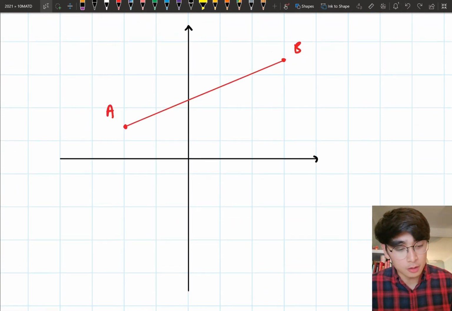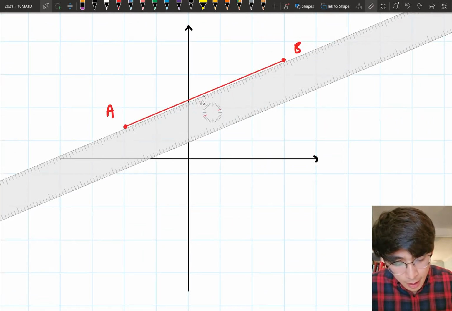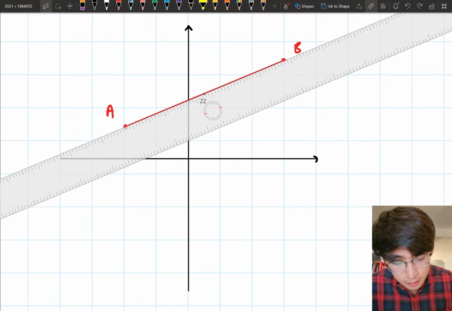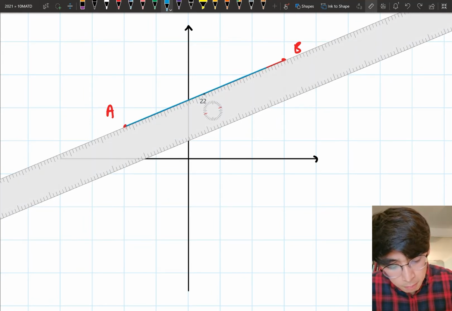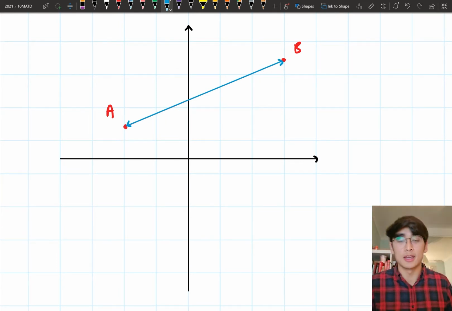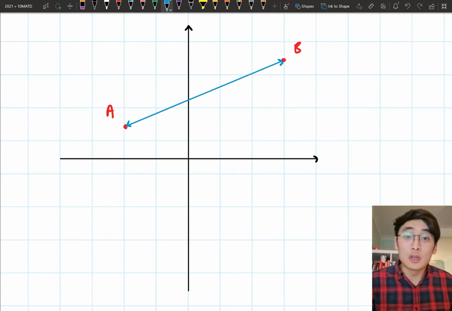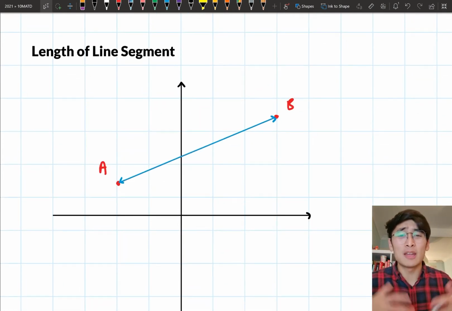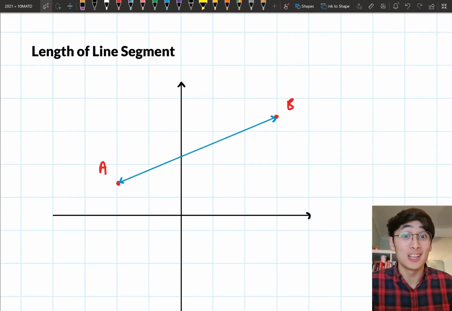What I want to try and do is find how long this line is. I want to find the length between A and B. I want to find how long this guy is. Now, the way we do this is we're going to pull out something that we actually learned last year during this lockdown period, when we looked at right angle triangles.